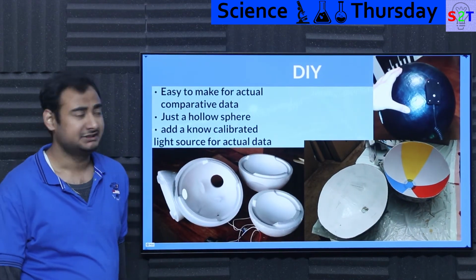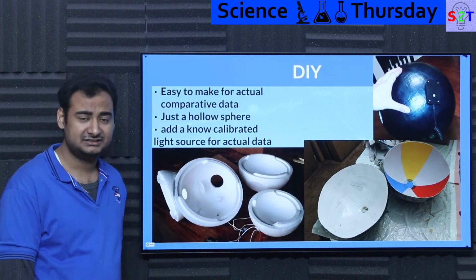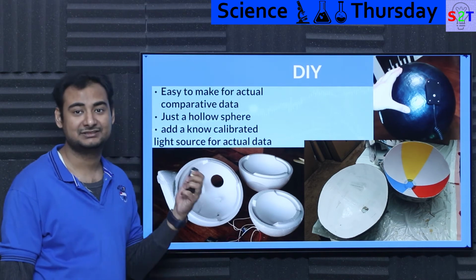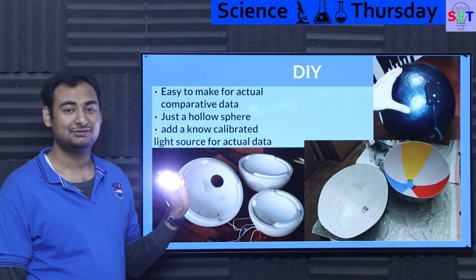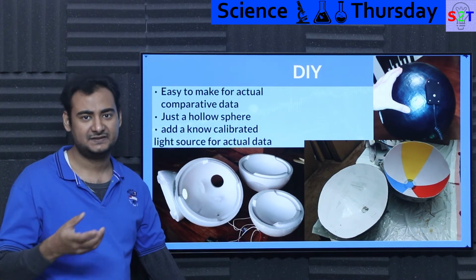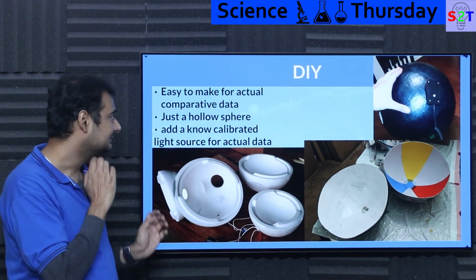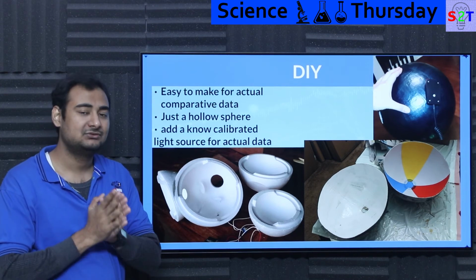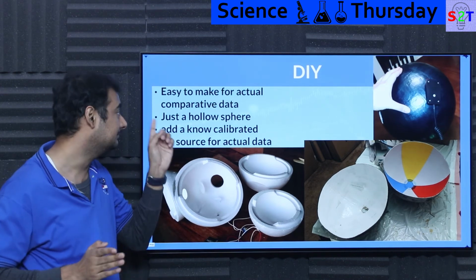So what about DIYing it? Well, a lot of people do this for many reasons, specifically people who are dealing with flashlights. If you are in this sort of culture, you will see people making a lumens tube, which is a tube rather than a sphere. It does the same thing, and the idea is very simple. It's the easiest way to create a tool that allows you to do comparative data.